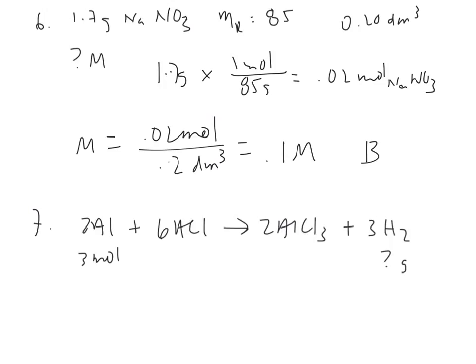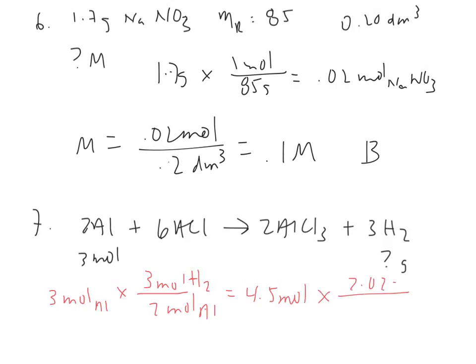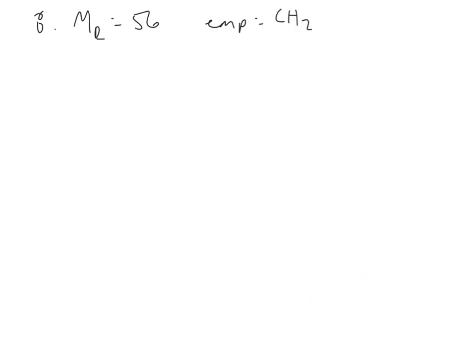So number 7, they want to know, if you have this balanced equation and you're given 3 moles of aluminum, how many grams of hydrogen can you expect? Well, first thing is to look at the 3 moles of aluminum, look at the balanced equation and see that we can expect 3 moles of H2 for every 2 moles of aluminum, which means we can expect 4.5 moles of H2 to form. And then knowing that H2 is 2.02 grams per mole, this is right around 9 grams of hydrogen we can expect to form, which is letter D on your choices.